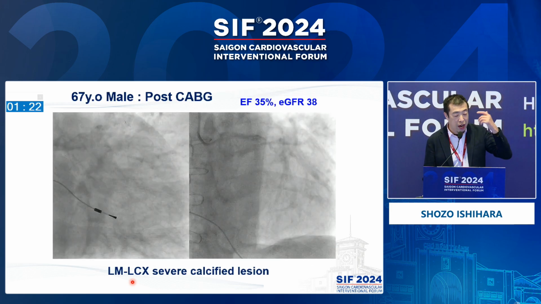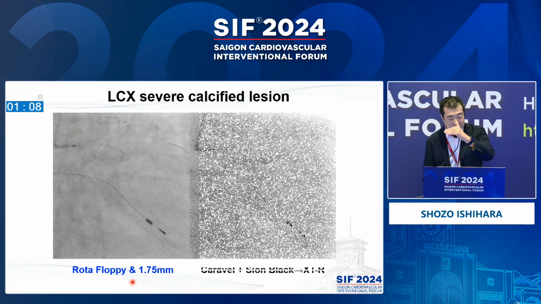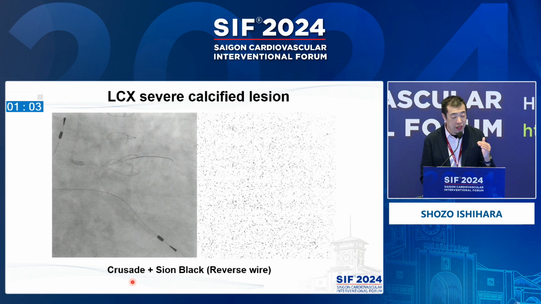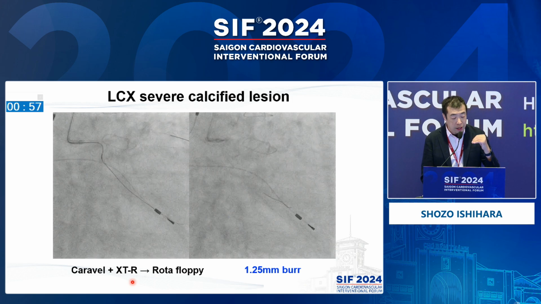So I will explain. This is a circumflex very calcified lesion, and I crossed the CTO for the circumflex. First of all, I performed the rotablator for left main to LAD, and then crossed the wire with the reverse wire technique like this, and finally I advanced the wire to the circumflex. After that, I performed rotablation at the circumflex because this is a very bending lesion and a very severe calcified nodule at the circumflex ostium.